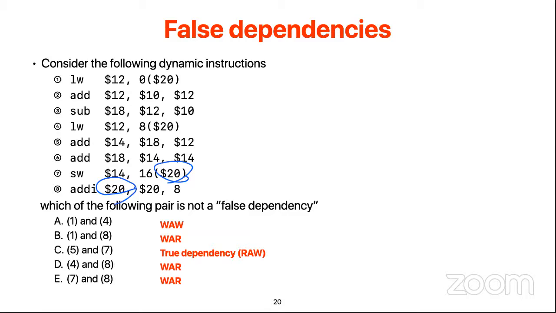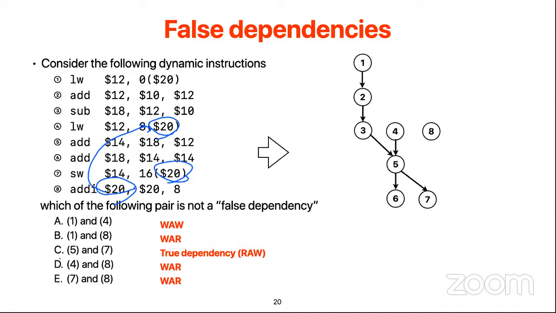Thank you. So I hope it's clear enough for you to figure out the definition of false dependency. If you look at 4 and 8, which is the second popular answer, 8 is actually overwriting 4's input. So that would also be a false dependency. If you reorder them, the load word instruction is going to load from a different address, and that would not give you the right result. So that's false dependencies.